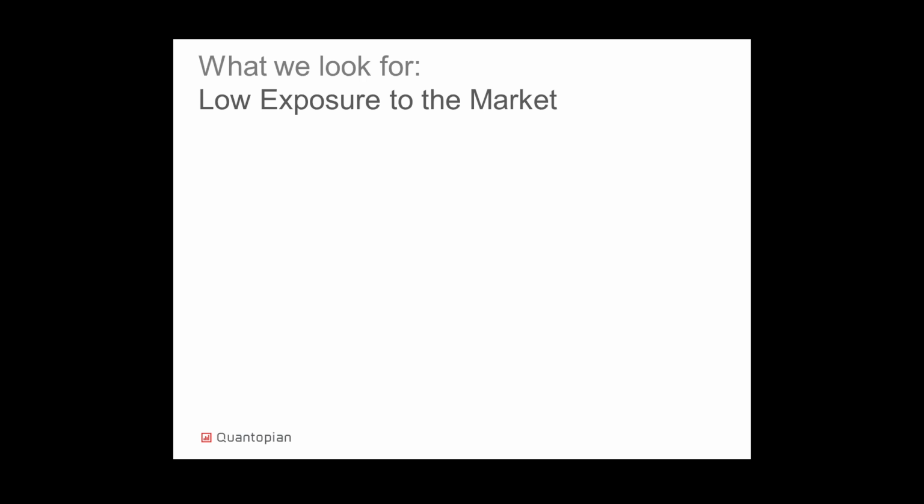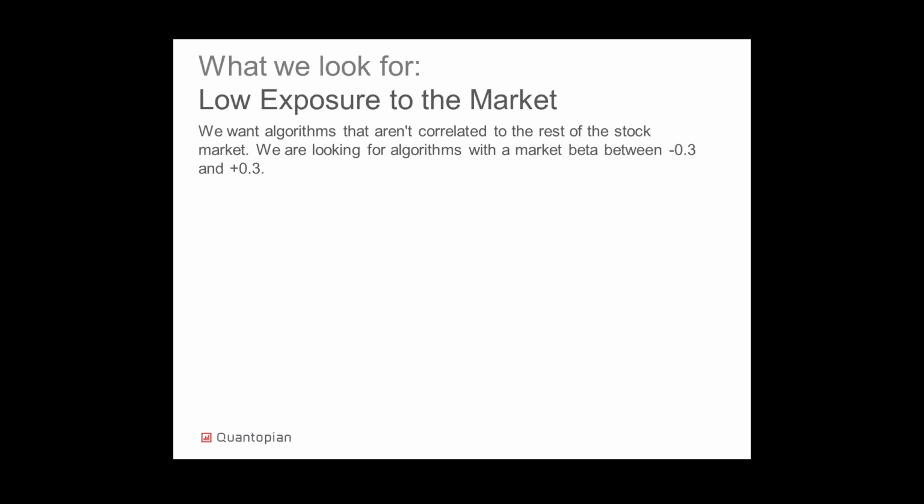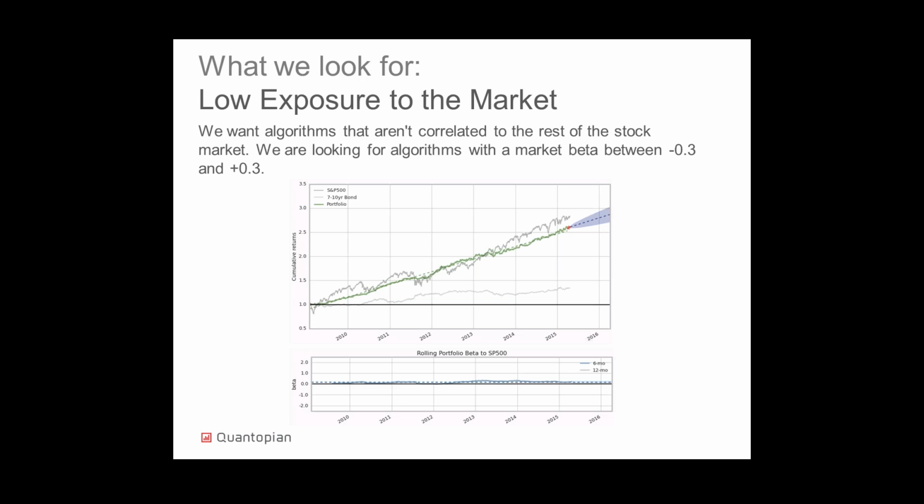All right, so I'm going to run through a couple of these what we look fors, and I'm trying to keep them pretty basic and broad. The first is, like I've been hammering on and talking about, low exposure to the market. So algorithms that aren't correlated to the rest of the stock market and fall within that band that I mentioned of between positive and negative 0.3 beta.